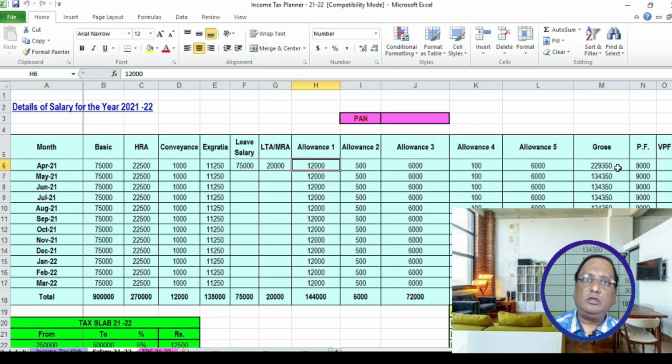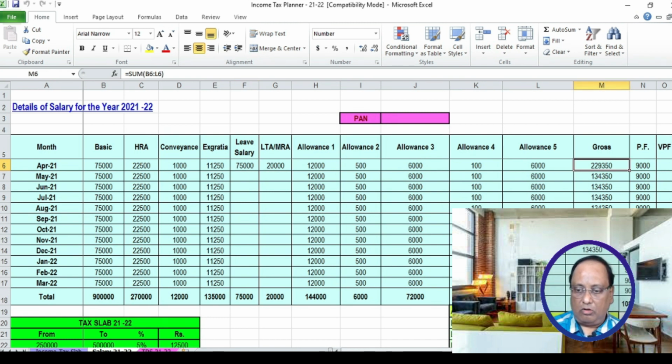Now you will get the gross income. So this is the first. What you have to do is fill up only the first line, that is the April month. Automatically everything will be filled up. So you will get the gross income.